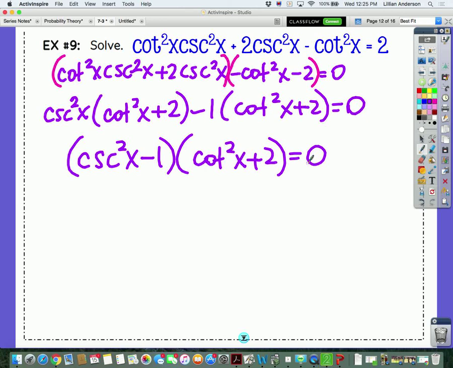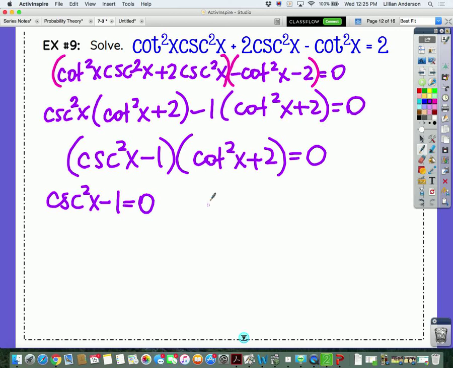Where did the cosecant squared come from? That was the GCF from the first group. Okay, so then what do you do?